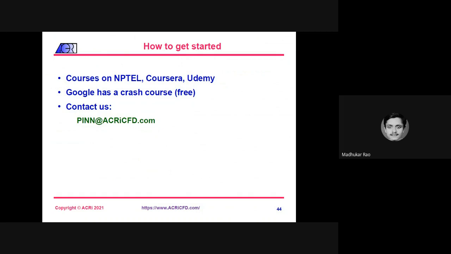It's not a commercial item. It's specific only for engineering. And Google has a free crash course on machine learning. So these are good places to get started before you really get into physics-informed neural networks, which you can have an introduction to on NPTEL. And you are also free to contact us at pin@acrycfd.com.